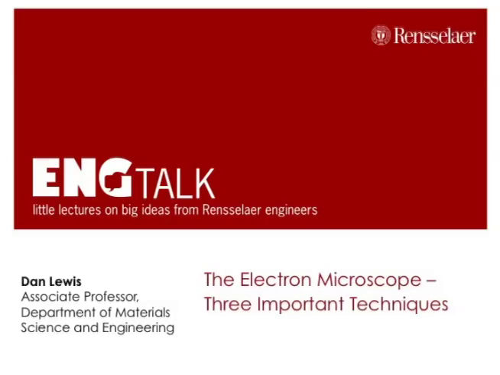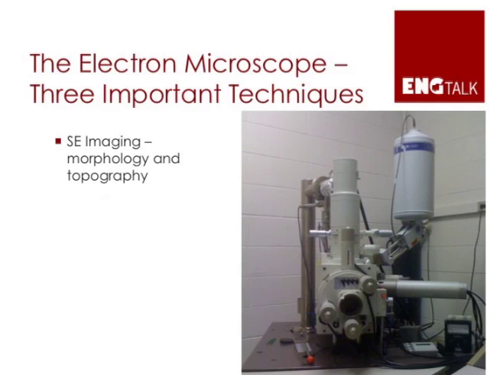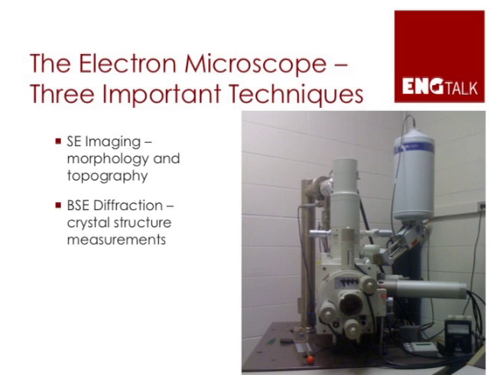Hello, my name is Daniel Lewis. I'm a professor of material science and engineering here at RPI, and today I'm going to talk to you about electron microscopy. There are three important techniques that I'll discuss today. The first allows us to understand the morphology or the shape of a material, and for that we use secondary electrons. The second helps us to understand the crystal structure of a material, and for that we use backscatter and diffracted electrons. And the third helps us to understand the chemistry of materials, and for that we use X-ray photons generated from within the sample itself.